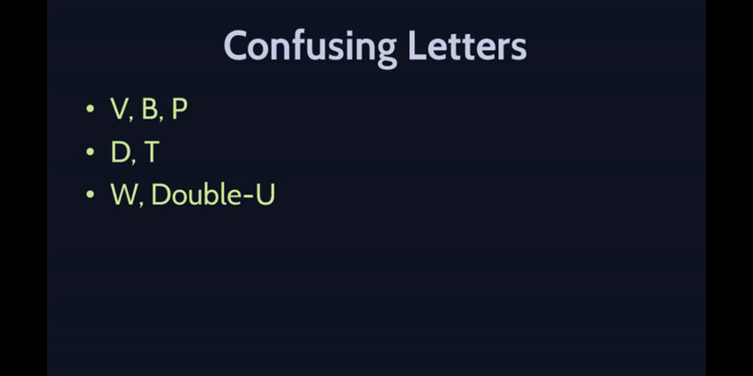So the V sound is formed by putting your top teeth on top of your bottom lip. V. Teeth on lip, that is the key. The B sound is just your two lips together. B, B, B.